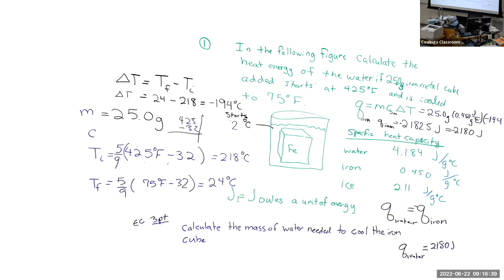Okay, so think about what's given to you, right? You already have Q, right? So if we have Q, can I use my equation? Don't I have my T initial, my T final for water? So T initial for water is what? 2 degrees Celsius. T initial for water?